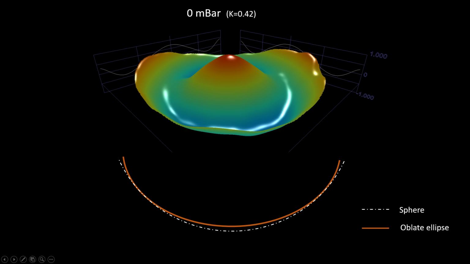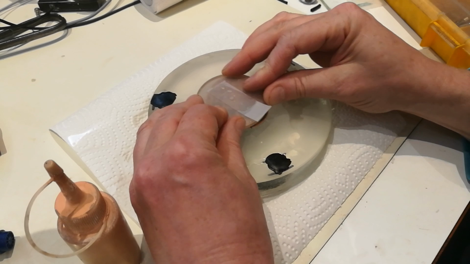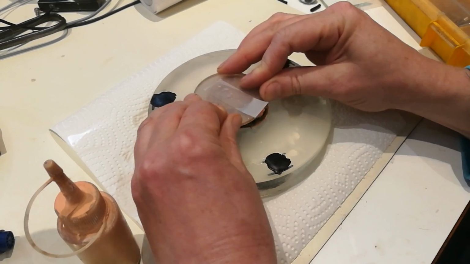So here's a 3D plot made using DFT Fringe, and it shows you the deviation in surface shape of the deformable mirror at atmospheric pressure inside compared to a purely spherical reference shape. As you can see, at atmospheric pressure inside the mirror, the best fit conic is calculated to be plus 0.42. So in the initial state, the surface is actually an oblate ellipse. And this is the shape right after polishing with no additional corrections made on the surface.